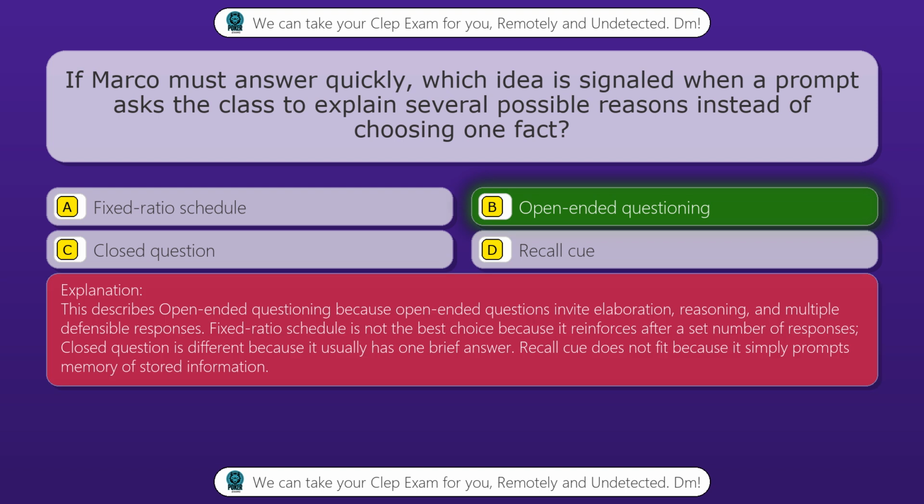This describes open-ended questioning because open-ended questions invite elaboration, reasoning, and multiple defensible responses. Fixed ratio schedule is not the best choice because it reinforces after a set number of responses. Closed question is different because it usually has one brief answer. Recall cue does not fit because it simply prompts memory of stored information.